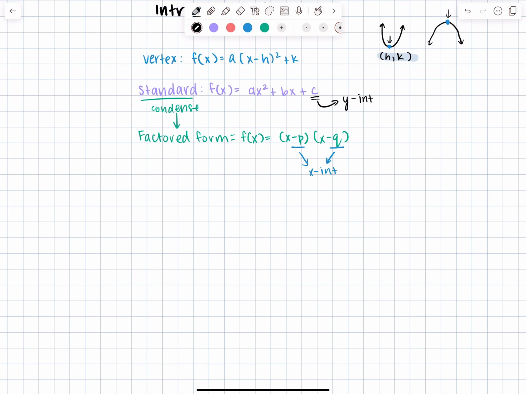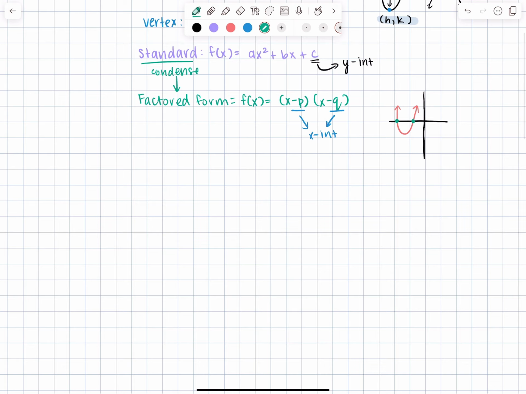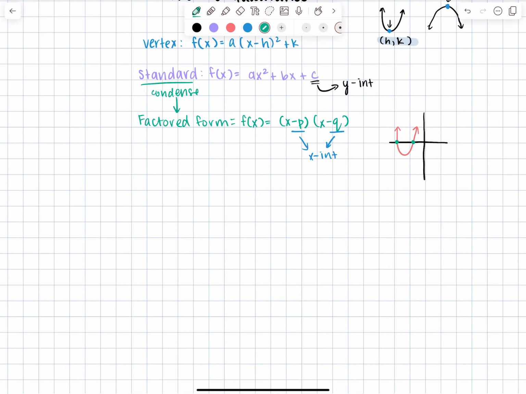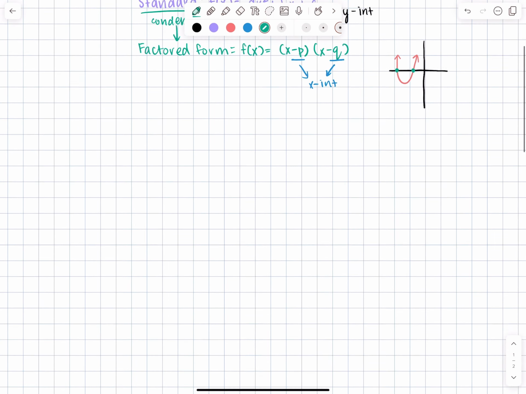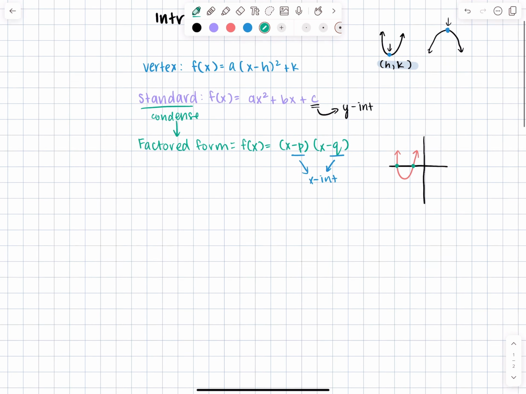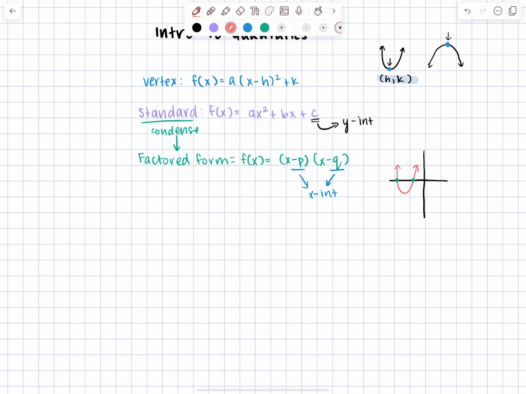So let's take a look at this. Let's say we have our graph over here, and our parabola is right over here. So our two x-intercepts would be right here and right here. The x-intercept is where y equals 0. And now, what is factoring? Factoring is just pulling apart, right? So let's take an example of this equation here.